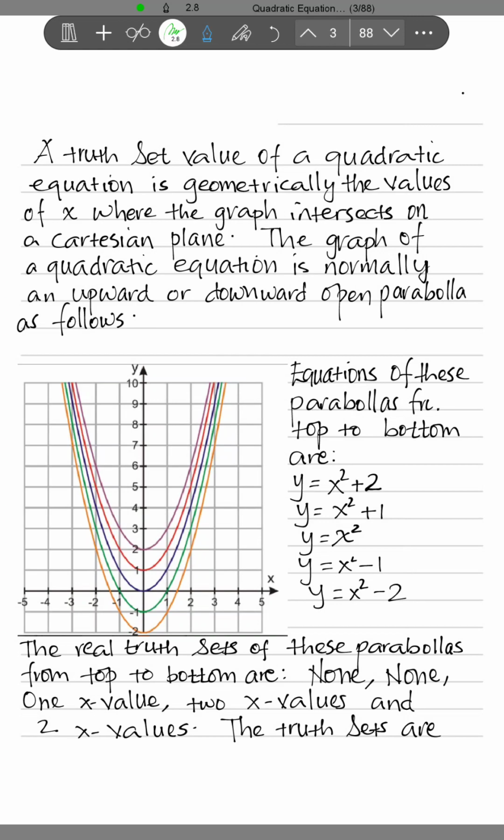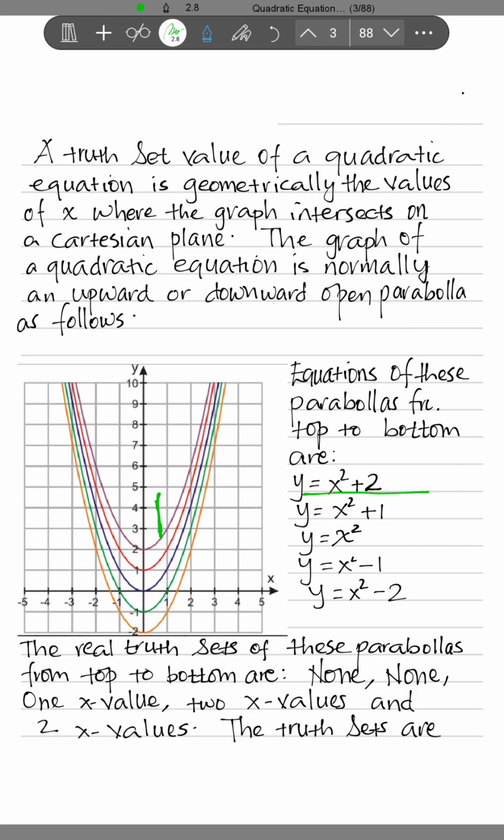The truth set values of a quadratic equation are, geometrically, the values of x where the graph intersects the x-axis on a Cartesian plane. The graph of a quadratic equation is normally an upward or a downward opening parabola, as follows. Here we have an example of an upward parabola. The equations of these parabolas from top to bottom: the first one here is y is equal to x squared plus 2.